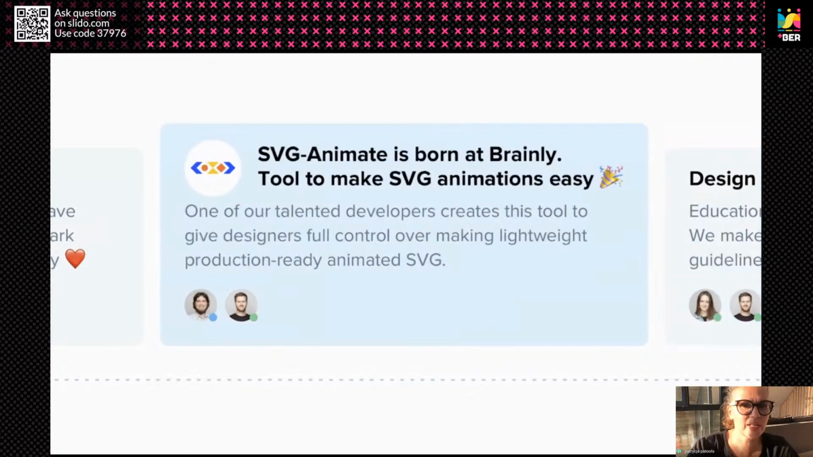But as Brainly has very smart people on board, even in those difficult times, our team was able to deliver something awesome while developing the product. One of our engineers, Bartosz Lorek, with the design support of Dawid Lewandowski, created the tool that gives designers full control over making lightweight, production-ready animated SVGs.